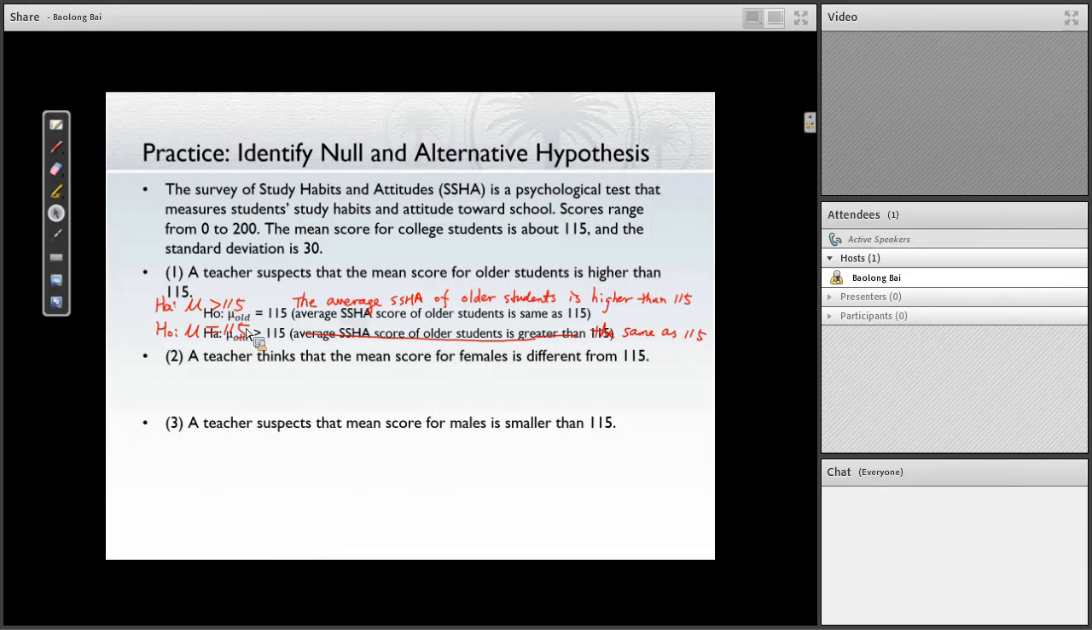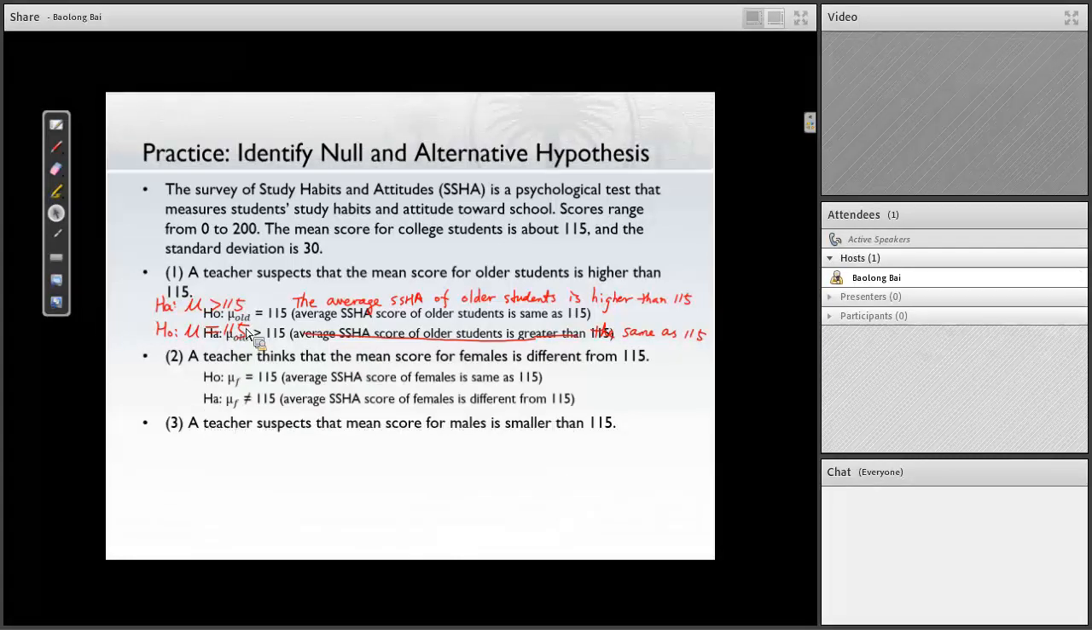So likewise, you can state a hypothesis for each of the other two, right? So a teacher thinks the mean score for females is different from 115. So that claim is stating something being different. That's our alternative hypothesis, right? If you change the different into the same as, that will become our null hypothesis, right? And then for different, we're going to have the unequal sign. So the average of the female score is different, not equal to 115. And the average of female score is the same as, equal to 115. So you have your null and alternative hypothesis stated.